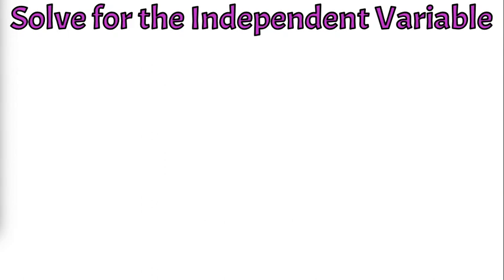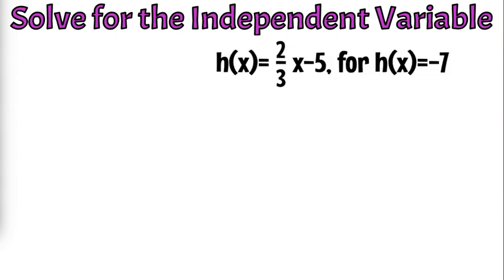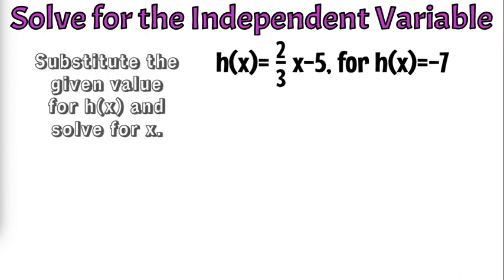Now we want to solve for the independent variable. So if we have a function h of x equals 2/3 x minus 5, and we want to solve for when h of x equals negative 7. Here, what we want to do is substitute our given value for h of x and solve for x. So we know that h of x equals negative 7, so we're going to plug in negative 7 for h of x. And now we're going to solve for x.